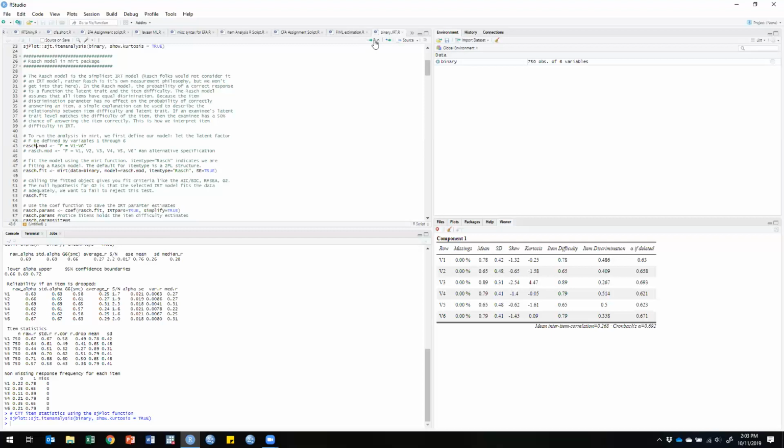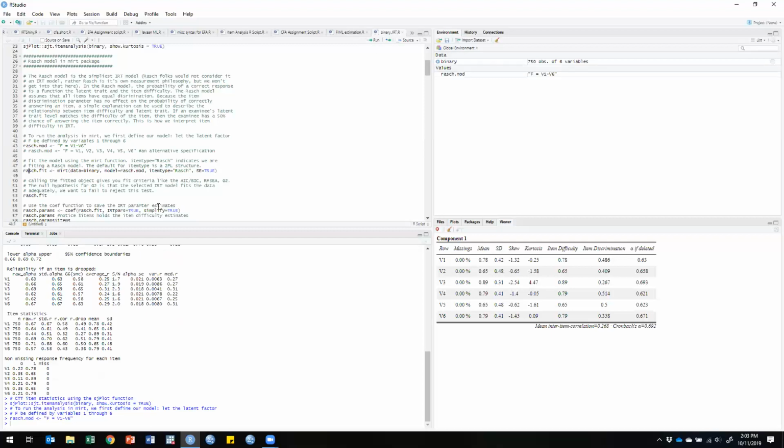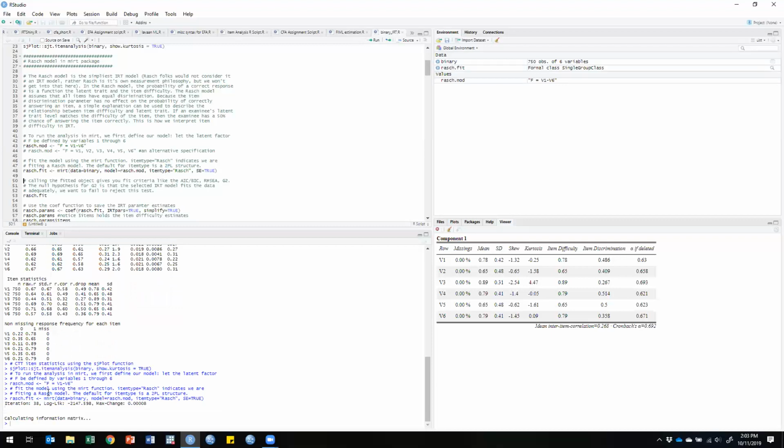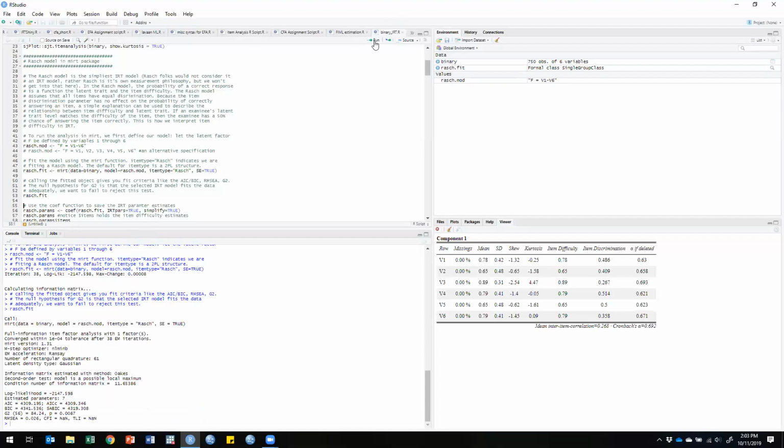So we want to use a Rasch model. I don't think I ever ran this. There's our model. We can fit our data. Here we go. It's converged. If we just call the function, it basically just gives us a lot of different fit information. Like here, we have the AIC and the BIC, which is good for comparing this Rasch model to another, I guess, IRT model.